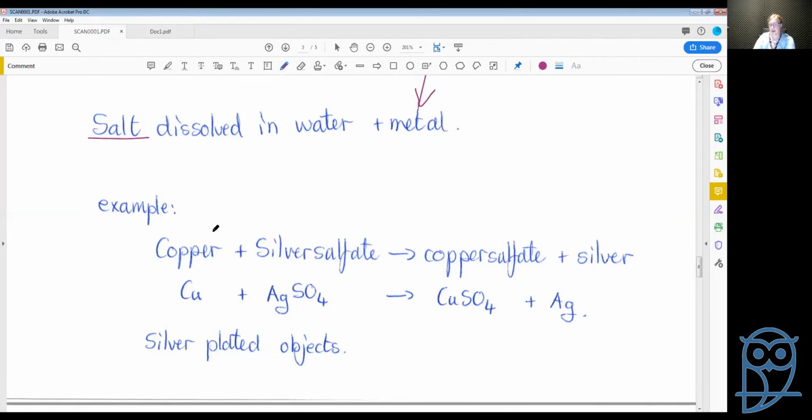And what happens is this copper and this silver change places. So we end up getting copper sulfate and silver. And that is the reaction that takes place. This is how we get silver-plated objects.